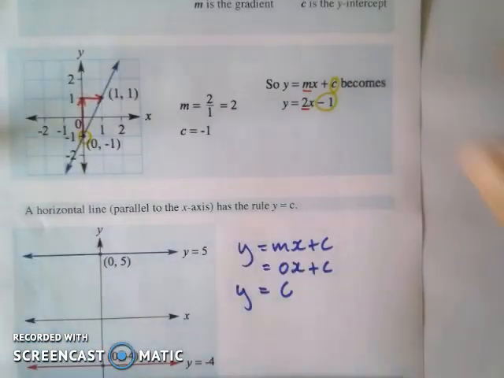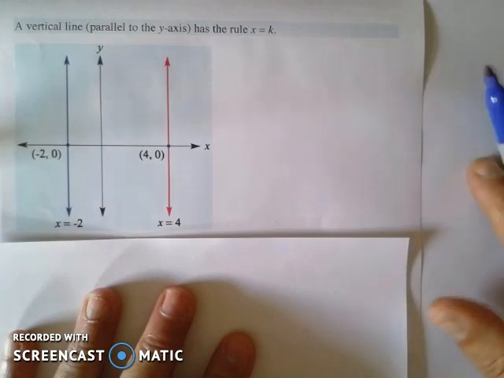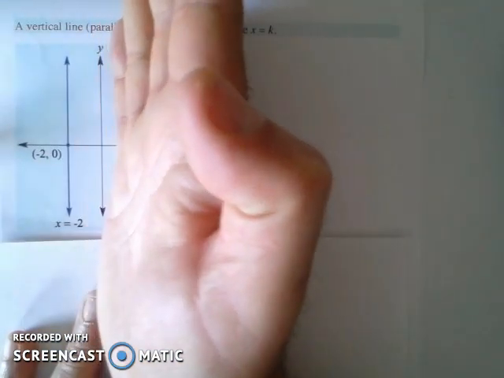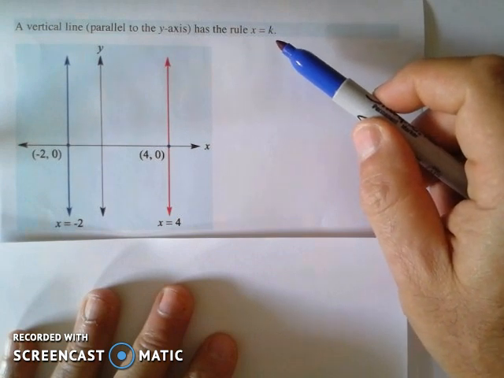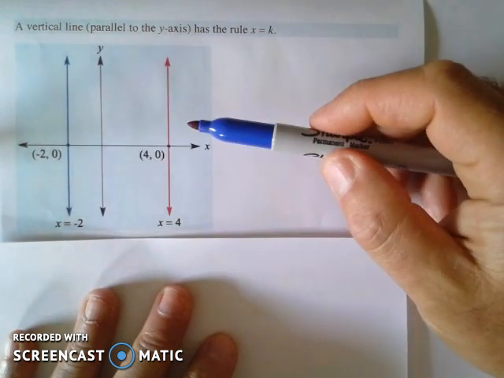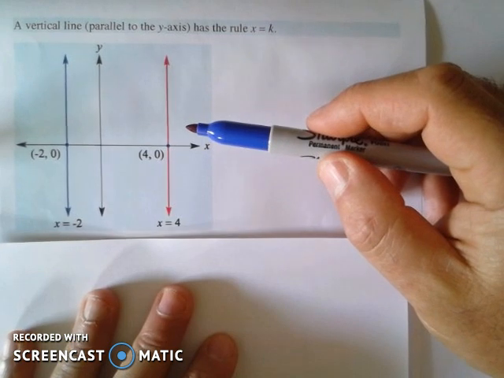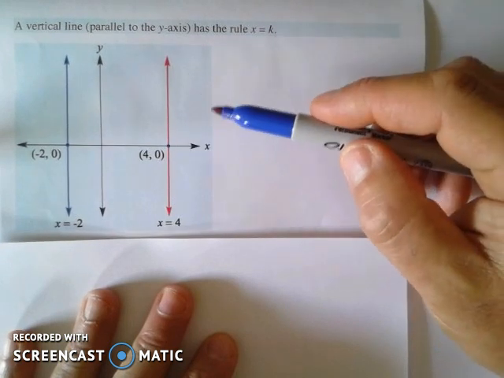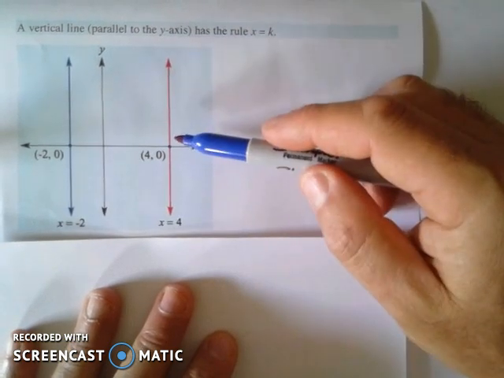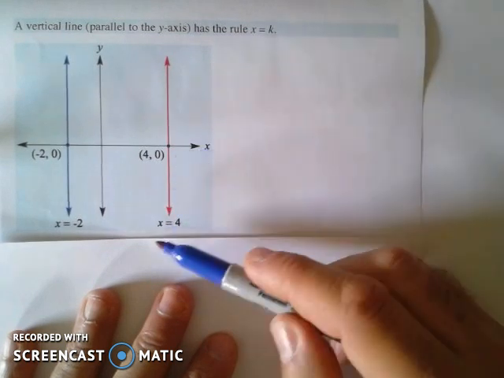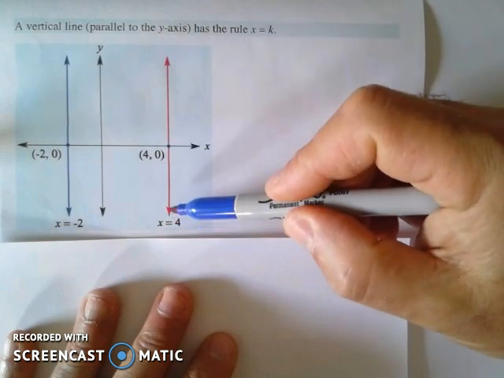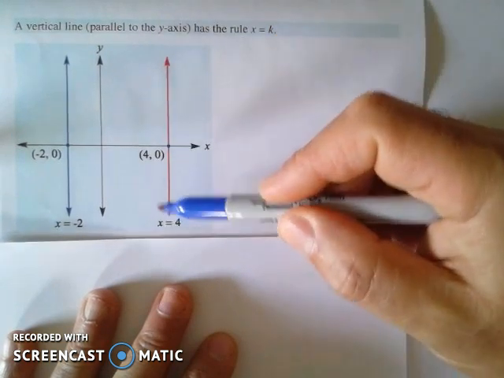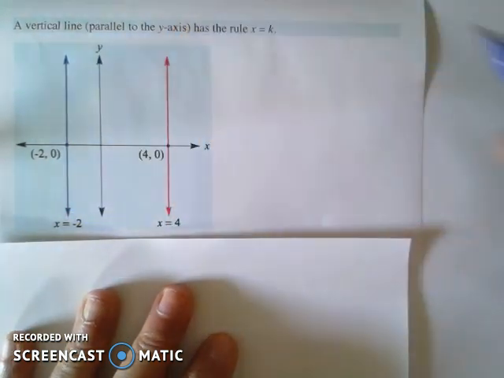On a vertical line, which means a line that's parallel to the y-axis, has the rule x equals k. There's no y-intercept at all, so there's no c. The gradient is undefined, so we have to find x equals 4 or x equals -2. So this line, x is 4 all along this red line, x is -2 all along this blue line.